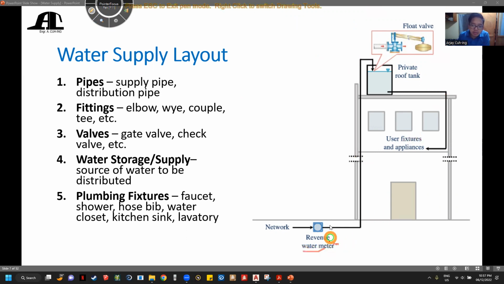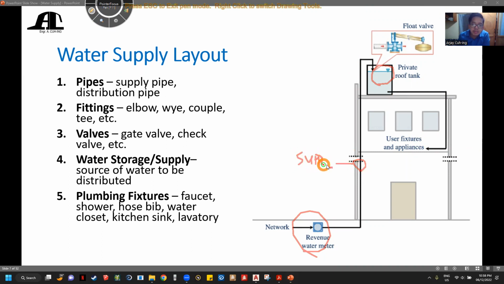So the flow goes from the water district, then the water pump pumps the water into a storage, a water tank. Then our water tank is the one that distributes to our fixtures. We call these pipes the supply pipe. Supply.